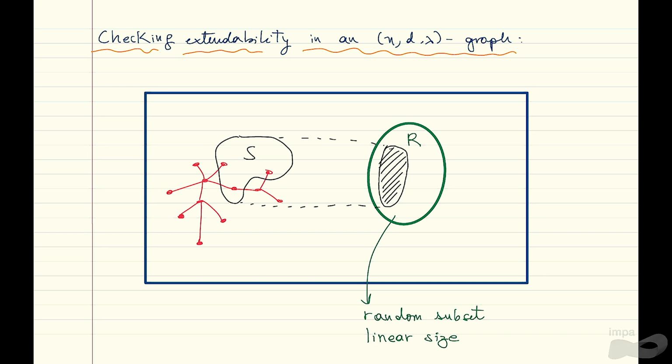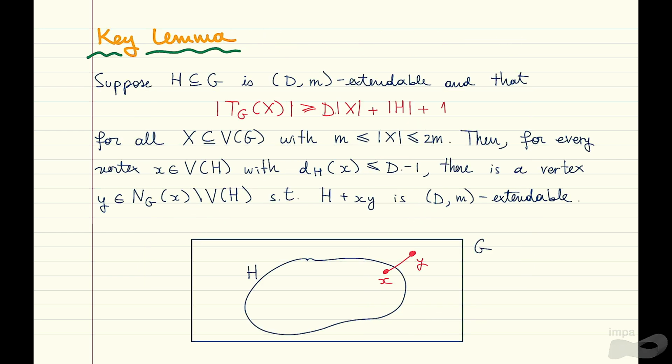OK. So checking extendability is not hard by taking random subset. So this is the key lemma of the method. So let's go slowly because it's hard to read. So suppose the setting is we have a graph G, we have a subgraph H, which is DM extendable according to the previous definition. So every small set expands outside H.